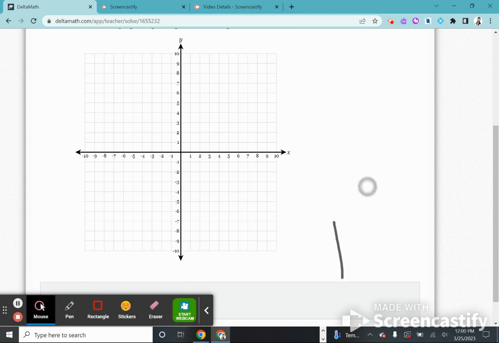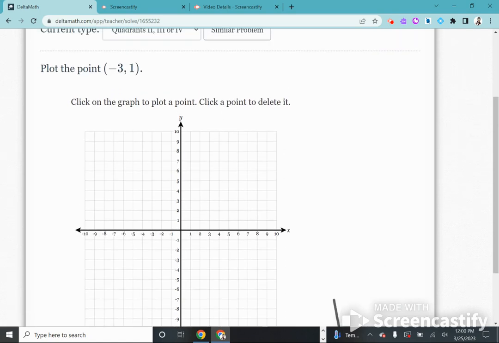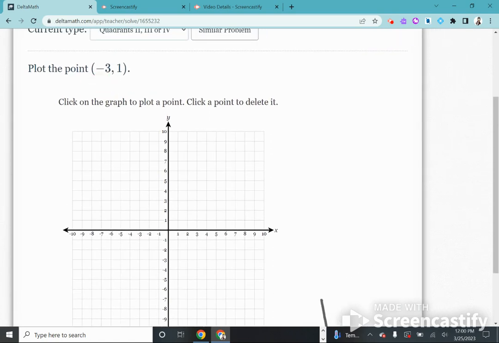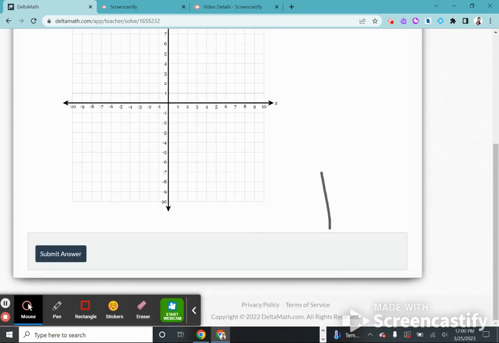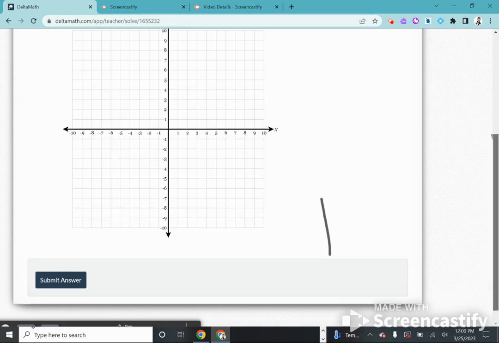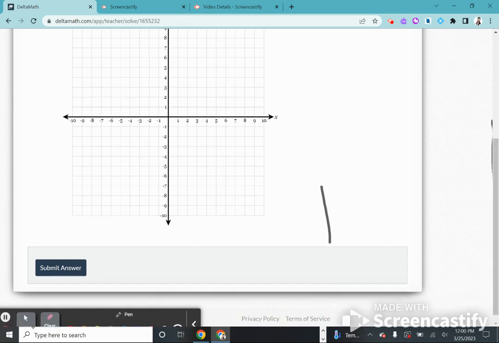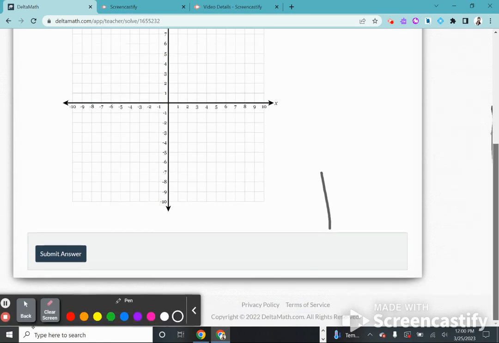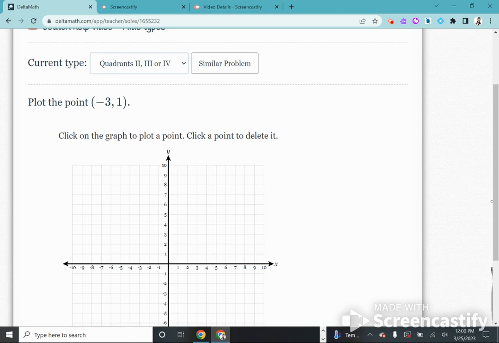So I know that I'm going to the left. What's going on? Where's my thing? There we go. Okay. Oh, for crying out loud. Okay. Sorry about that, guys.